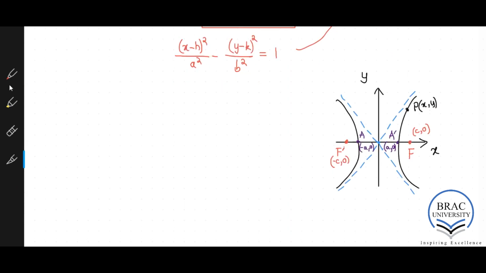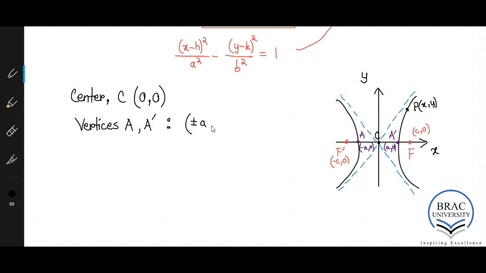So now let's go ahead and define the parts of the hyperbola. The center of this hyperbola, let's say C, is at the origin, the one I've drawn here. So this is the center, this is C here. And then we have the vertices, which are here A and A prime, right? So vertices A and A prime here are plus or minus a, 0. You can write them separately: plus a, 0, minus a, 0.